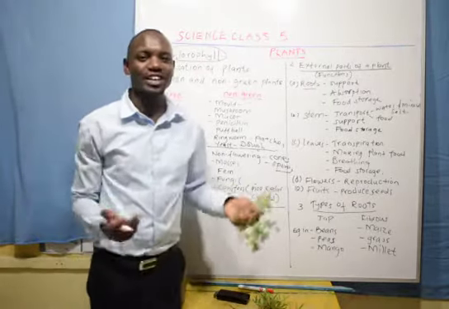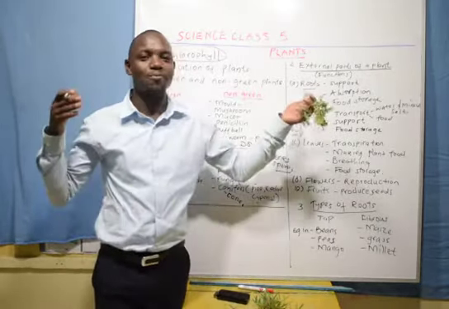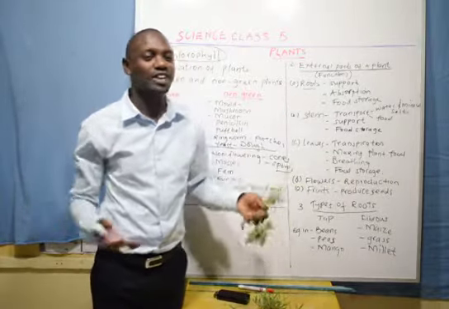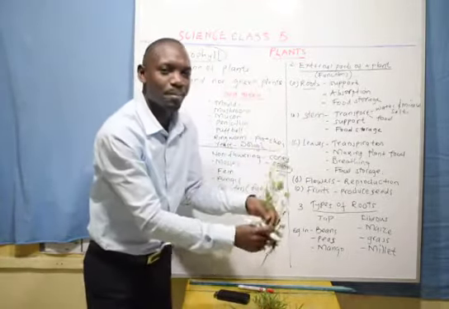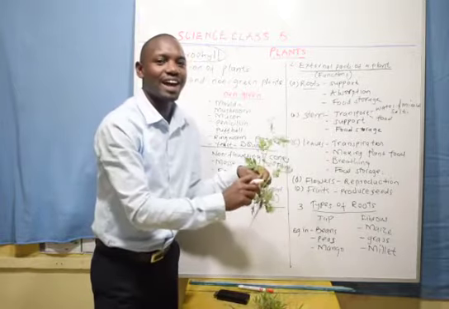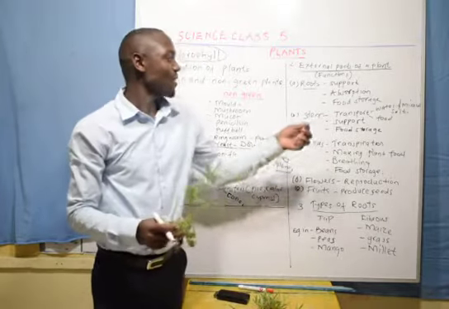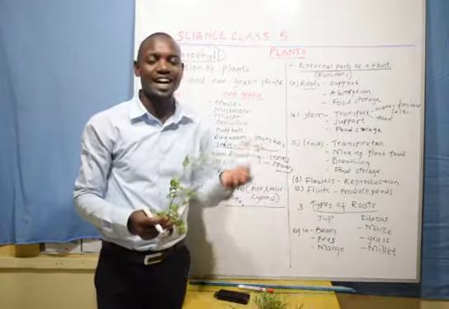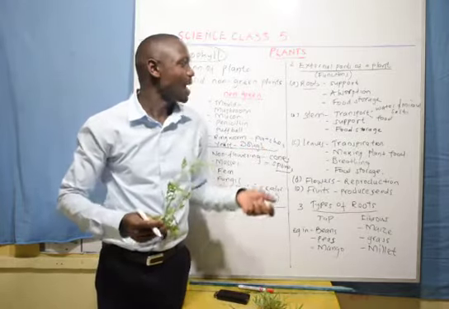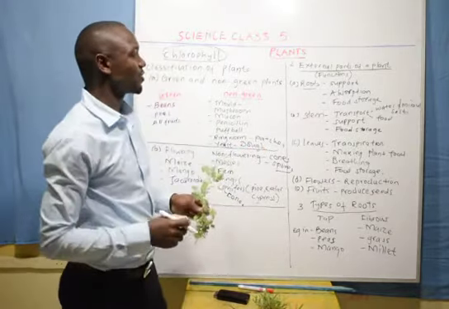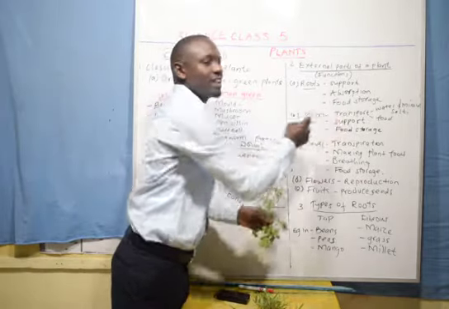That is why when we are watering green plants, when we are watering our plants in the farm, we don't water from the leaves, but we water at the base where there are the roots. The function of the root is to absorb water and the mineral salts from the soil up to the plant. And the other function of roots is it acts as food storage.